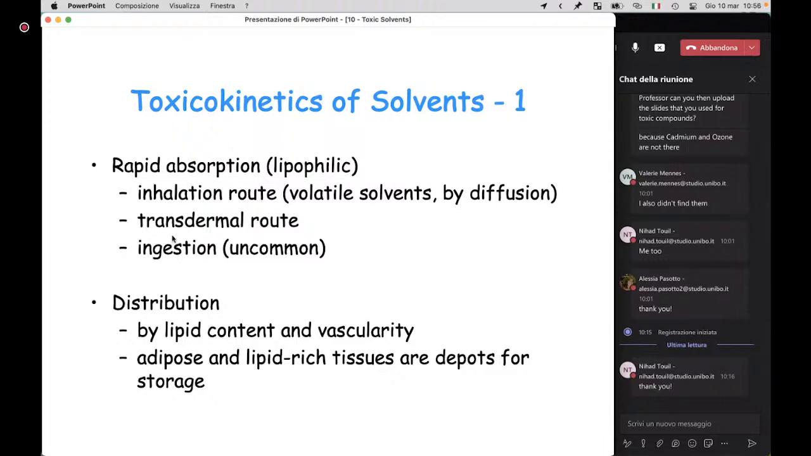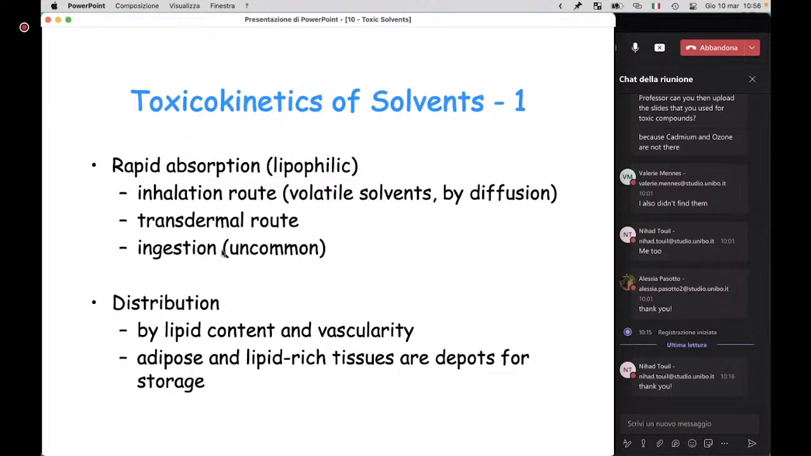Of course, ingestion is less common, okay, because they have quite a strong smell or taste, so it's not usual to drink organic solvents, apart from some specific kind like ethanol, where ingestion is voluntary, usually. But lipophilicity means very rapid absorption, usually. And this, as we know, is quite dangerous for toxicants.